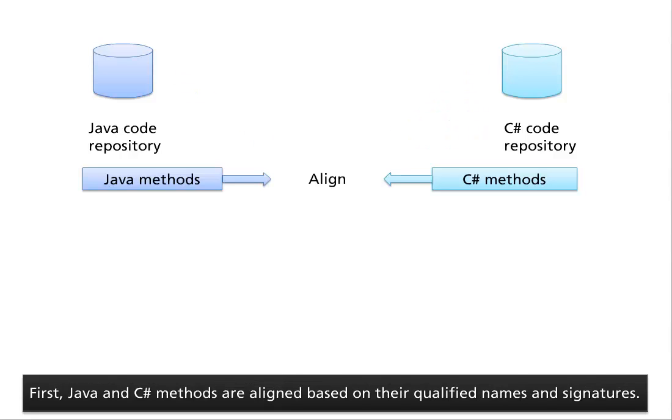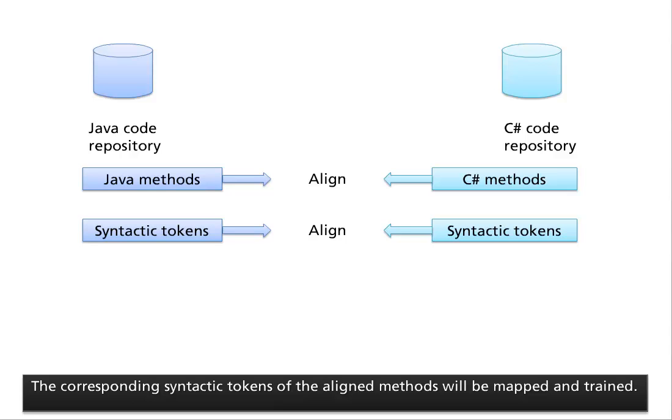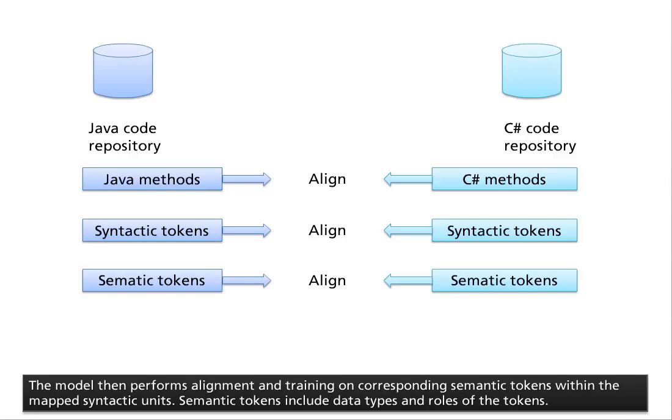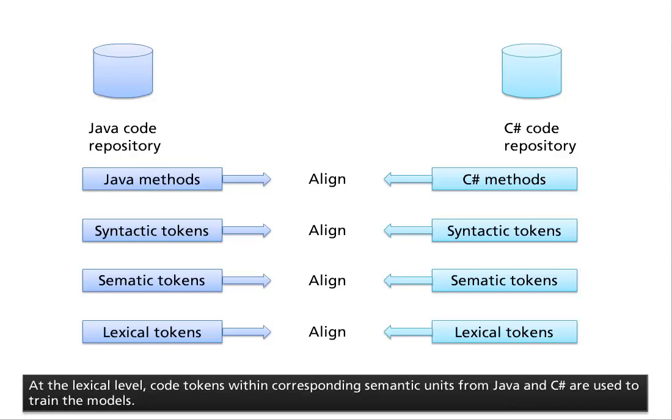First, Java and C# methods are aligned based on their qualified names and signatures. The corresponding syntactic tokens of the aligned methods will be mapped and trained. The model then performs alignment and training on corresponding semantic tokens within the mapped syntactic units. Semantic tokens include data types and roles of the tokens. At the lexical level, code tokens within corresponding semantic units from Java and C# are used to train the models.